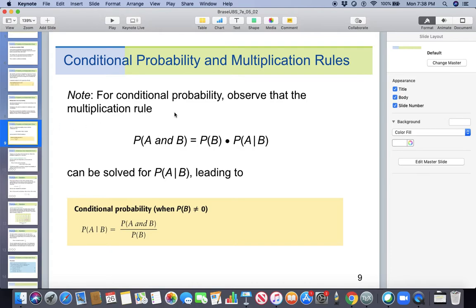Okay. For conditional probability, observe the multiplication rule. Probability of A and B is probability B, so B has occurred, times probability of A given B. So this tells me I can solve for probability of A given B, divide both sides by probability of B. So probability of A given B is probability of A and B over probability of B. Okay. This of course makes sense when the denominator is not 0.